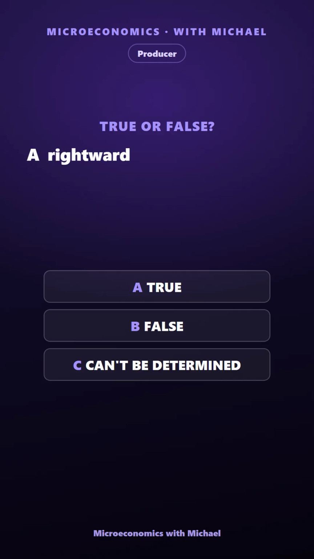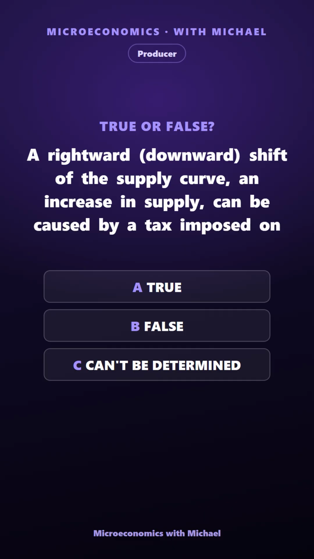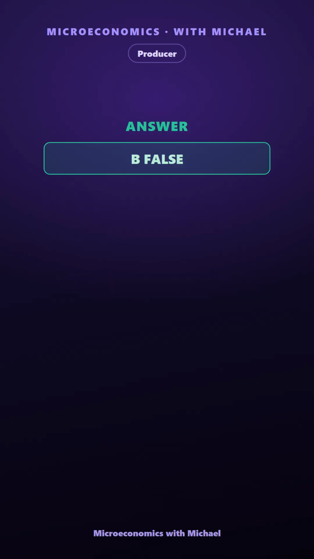A rightward, downward shift of the supply curve, an increase in supply, can be caused by a tax imposed on firms in the industry. True, false, or can't be determined. The answer is false. Incorrect.